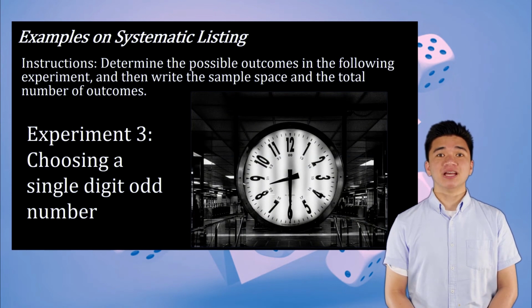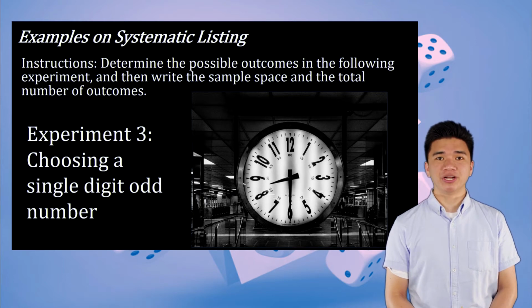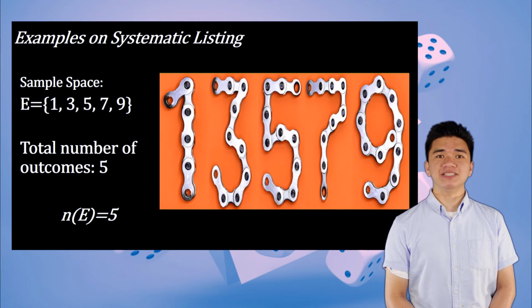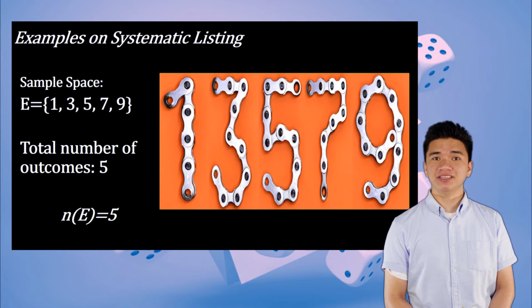Experiment 3. Determine the possible outcomes in the event, choosing a single-digit odd number, and then write the sample space and the total number of outcomes. The event is E = {1, 3, 5, 7, 9}. The total number of outcomes is n(E) = 5.